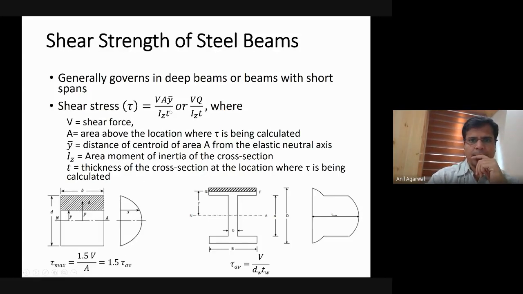First you get the total force and then you divide by the thickness t, because all that shear force has to be transferred by that small thin sliver of web here in this case.